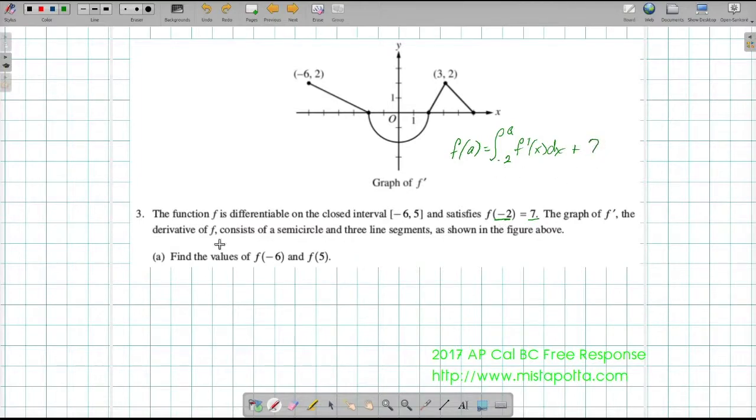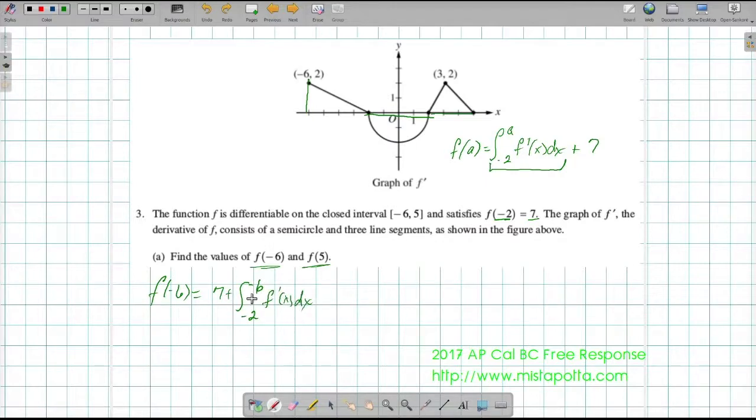So I'm going to use this to find f of negative 6 and f of 5, and remember that this is the area under the curve, so I can use these areas to help me determine these functions' values. So I'm going to first start with f of negative 6, which is going to be equal to 7 plus the integral from negative 2 to negative 6 of f prime of x dx.